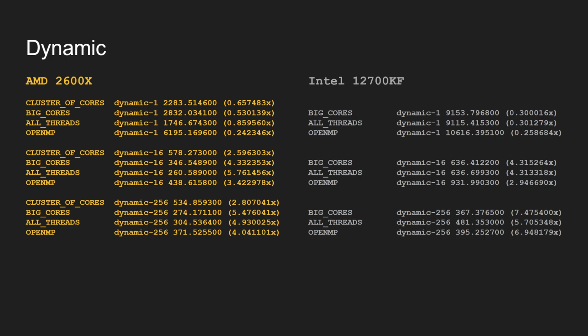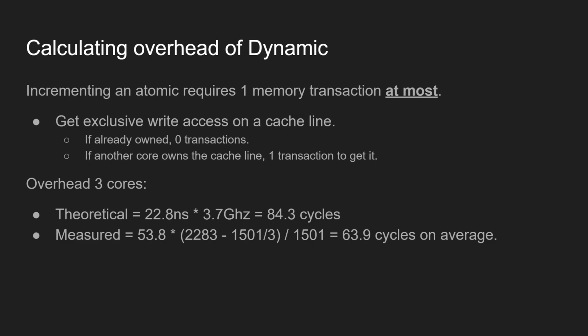As a reminder, getting a chunk of work involves incrementing an atomic variable. Incrementing a variable requires one memory transaction at most. If a processor already has exclusive access to a cache line, then it doesn't need to do anything and it can just write the data. However, if the cache line is owned by a different core, then it requires a memory transaction to get the ownership of that cache line and then to do the write.